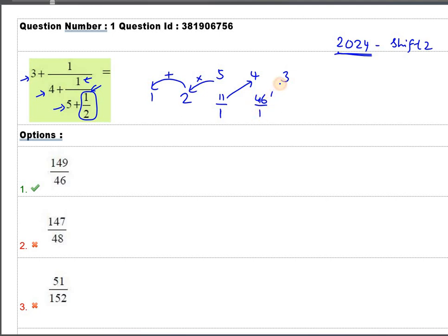Now we have to do 46 multiplied by 3. 46 multiplied by 3 is how much? 138. 138 plus the previous number 11. Divided by 1, even if you don't write it, it's not an issue. So 138 plus 11 is 149. In the denominator you have to write the previous number. So 149 by 46. This one is the answer. If someone is confused here, you just go back and see this again. So this is the shortcut way of doing this one. Otherwise you can do it by simply solving the numbers.